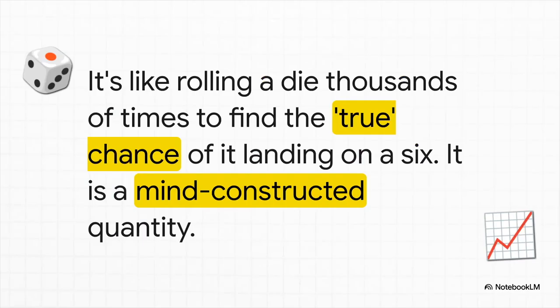The frequentist view is absolutely perfect for things you can repeat, like rolling a die. You roll it enough times, and the frequency of hitting a 6 will get super close to that true probability of 1 in 6.